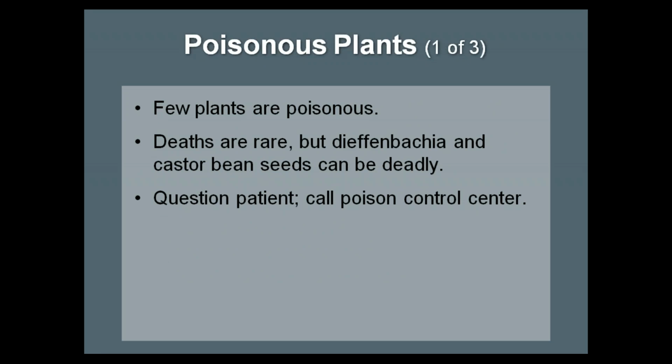Poisonous plants. So there are some poisonous plants. I don't even know if we have poisonous plants around here. Do we have poison ivy? I honestly have no idea. We do? Rusty says we do, so we must. Deaths are rare. I have no idea. So watch out for castor beans and Dieffenbachia. Some weird stuff. So good history is going to help you a lot in these scenarios.